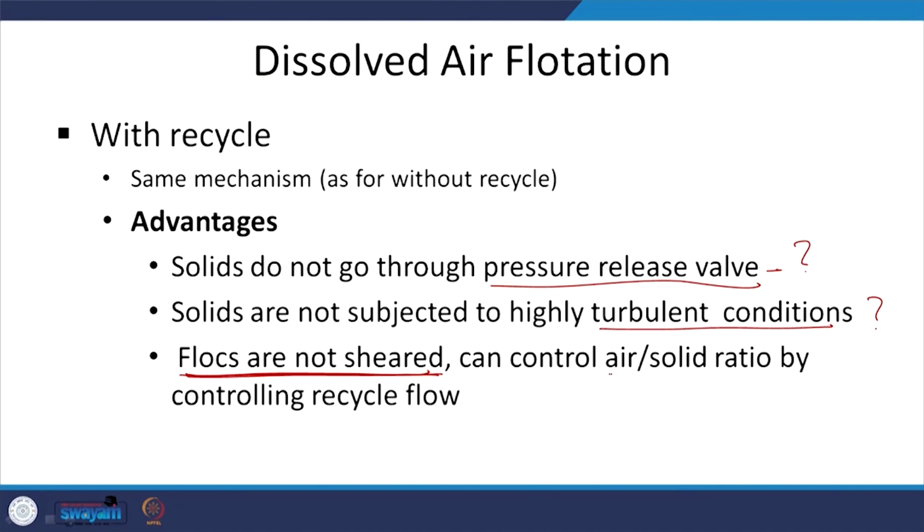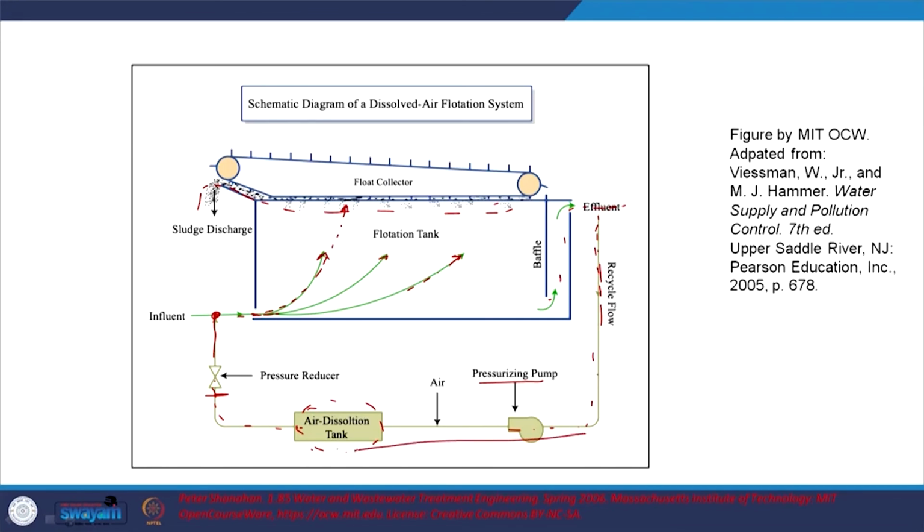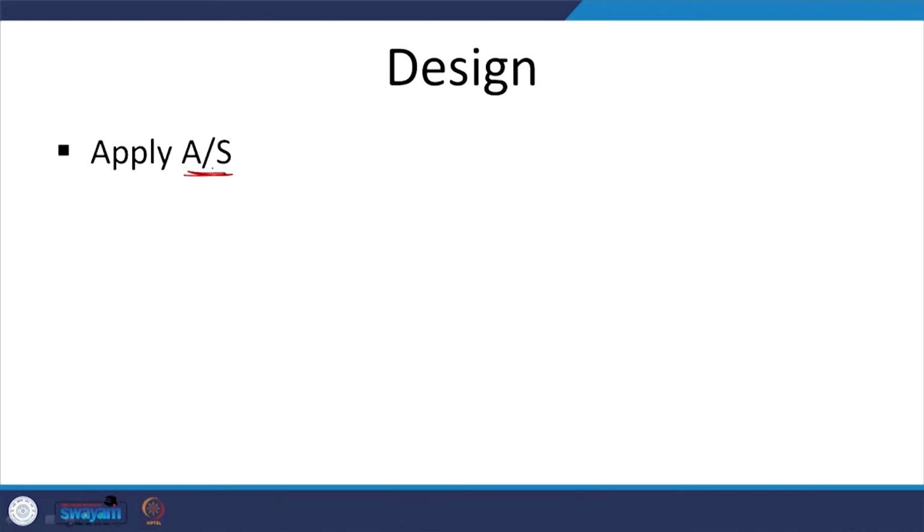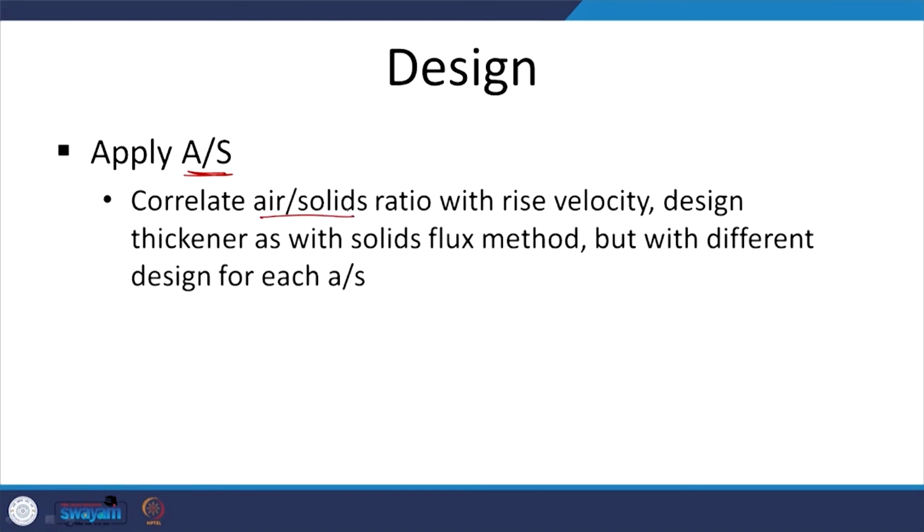And obviously, we can control the air to solid ratio by controlling the rate of recycle flow, as in by the rate at which you recycle it, you can control the air to solid ratio, which is analogous to controlling the amount of discharge or the sludge that is going to be collected at the top. So, design aspect, typically we look at air to solid ratio, right, and then we are going to correlate this ratio with the rise velocity and design the thickener with the solid flux method. Earlier we looked at the solid flux method in the gravity thickener. In a similar manner, here we are going to look at the air solids ratio in conjunction with rise velocity, let us say, right. So, that is something to keep in mind.